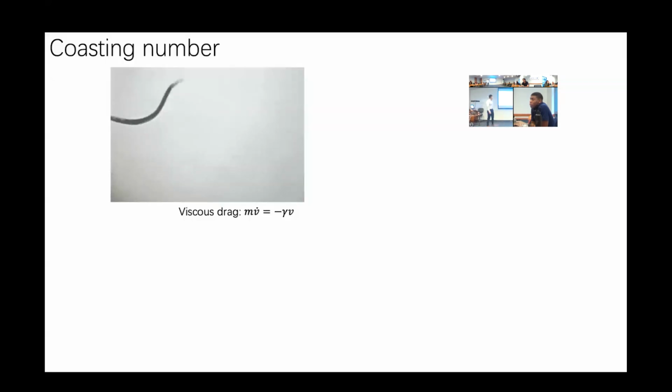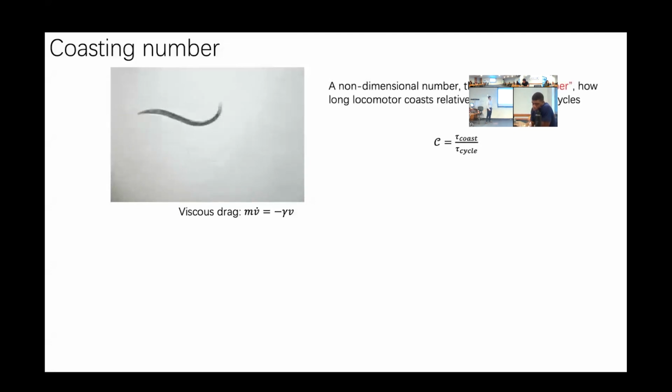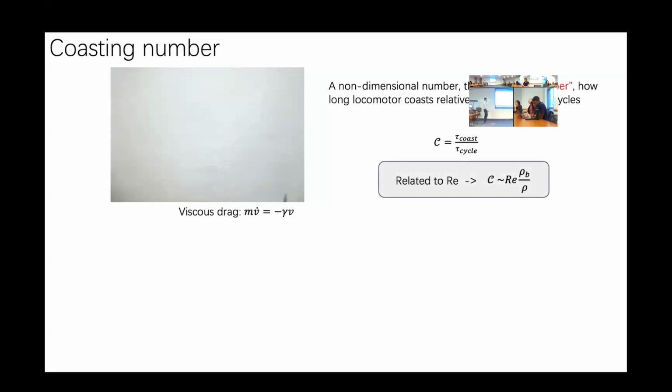Following this idea, we have defined this coasting number. It's defined as the coasting time, the time duration after the locomotor stops wiggling until the complete stop. If we normalize this time by the average body-bending period, we get our dimensionless number, the coasting number. Notably, in the viscous regime, our defined coasting number is related to the ratio of the density of the fluid and the density of the body.